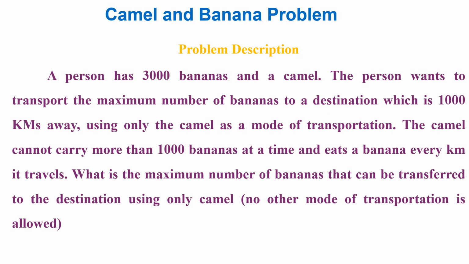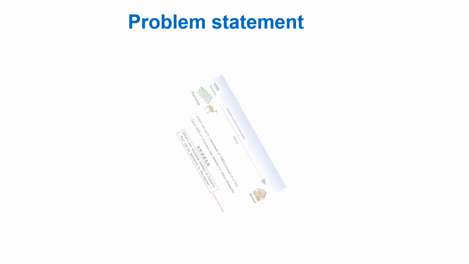Here, the problem description is given. We'll read. A person has 3000 bananas and a camel. The person wants to transport the maximum number of bananas to the destination, which is 1000 kilometers away, using only the camel as a mode of transportation. The camel cannot carry more than 1000 bananas at a time and eats a banana every kilometer it travels. What is the maximum number of bananas that can be transferred to the destination using only the camel? No other mode of transportation is allowed. This is the problem description.